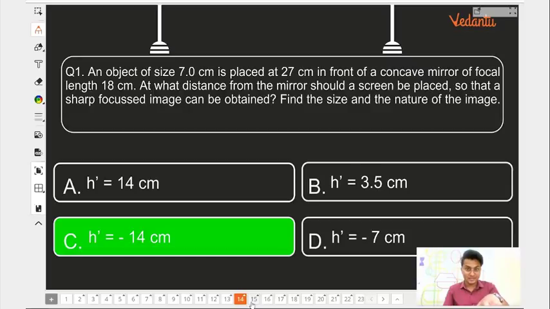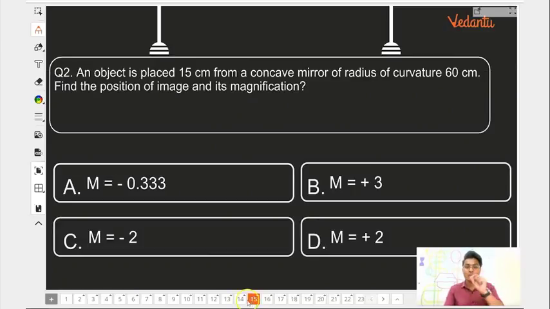X dash is equal to minus 14. You can see that. Let's do one more numerical, a very similar one. Go for it and let me know what is the answer. Now you no need to find the size. You just need to find out the magnification. Now try applying this verification method. Just try applying this verification method, guys, and you will be rocking completely. Trust me on that. Just apply the verification method.